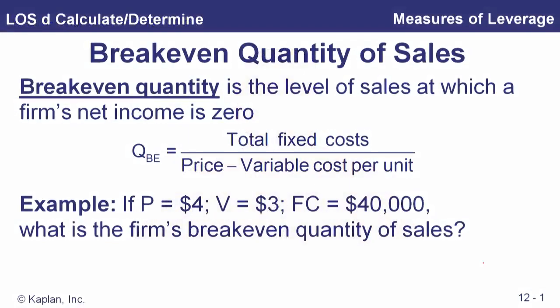Our next topic we need to cover is this break-even quantity of sales, and this is very straightforward, especially if you've already been through the financial reporting and analysis. We're just basically going down an income statement to find the break-even quantity. We define that as the quantity at which the firm's net income is zero, and we can calculate that as total fixed costs over price minus variable costs per unit.